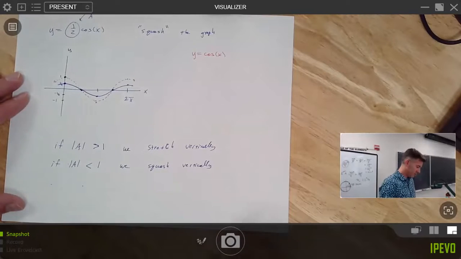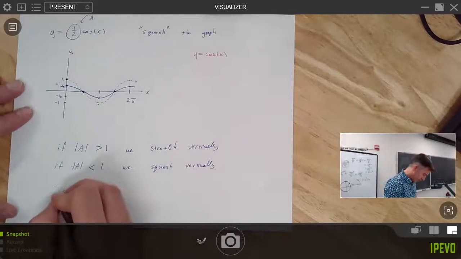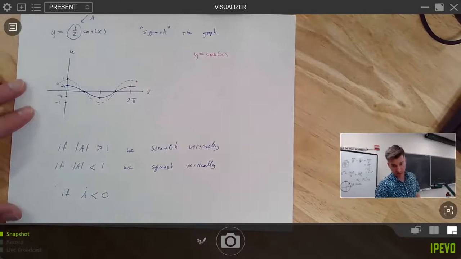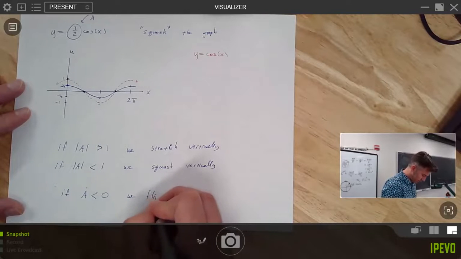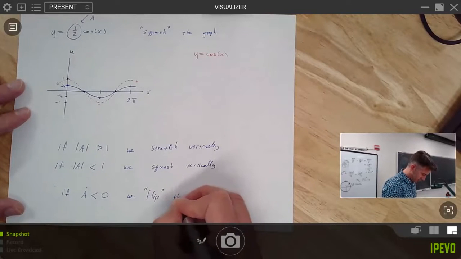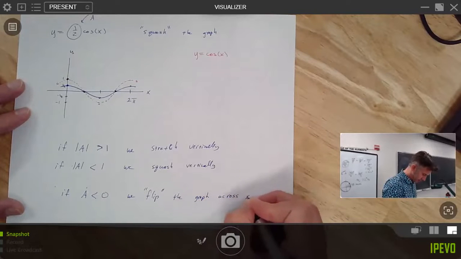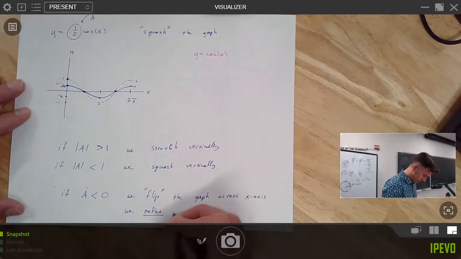And then I'll just point out, although we're kind of not there yet, it seems worth knowing. If A happens to be negative, which we'll address later, but I'm going to say it now anyway, if A is negative, we flip the graph across the x-axis. Or more technically, we reflect the graph across the x-axis.